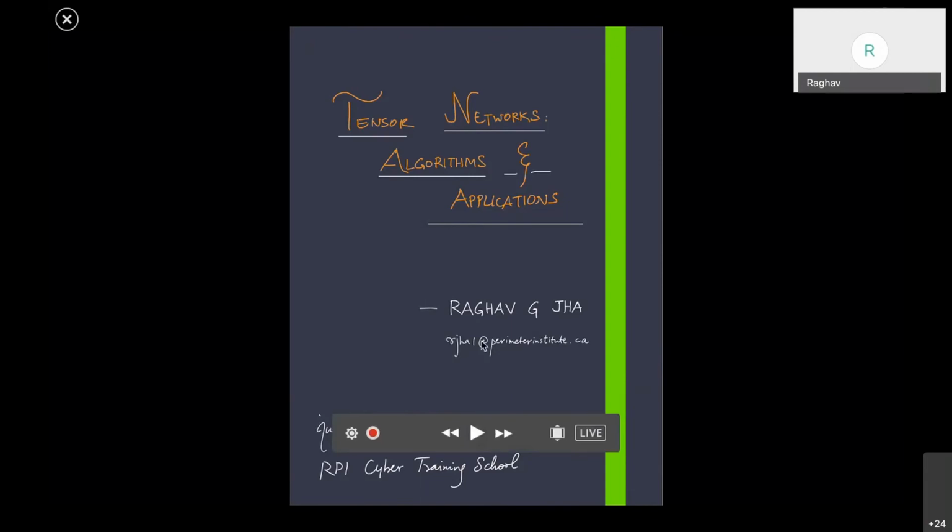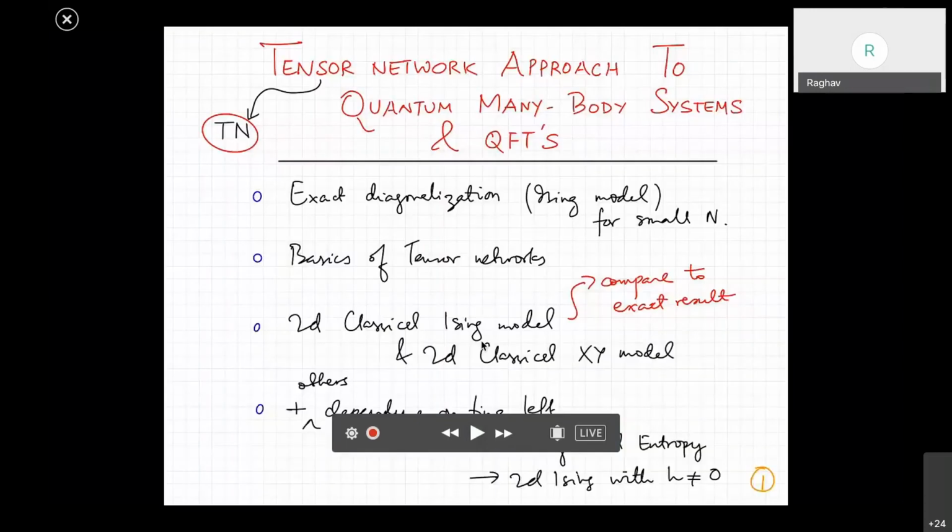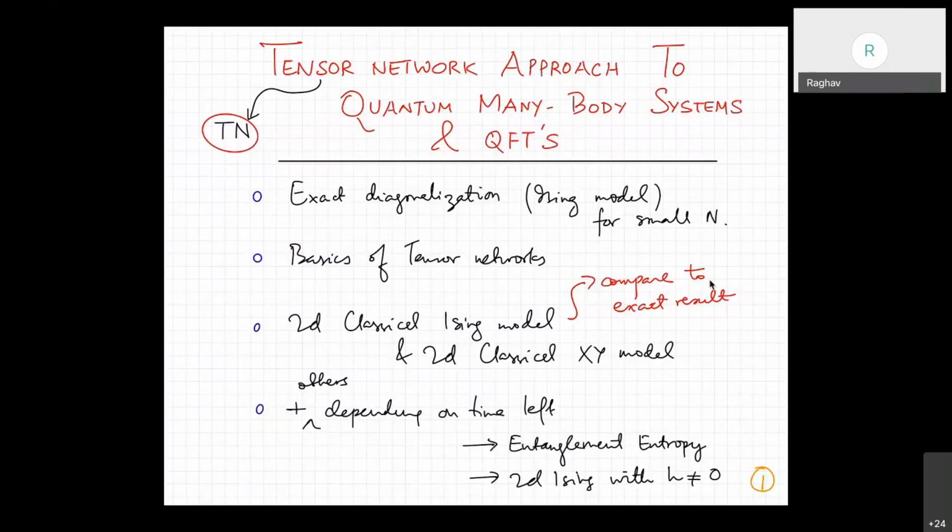What do I want to talk about? I'll start with the tensor network approach to many-body systems, and also QFTs if we get time at the end of the second lecture. We won't be able to reach QFTs in the first lecture, but probably by the end of the second lecture we'll have some time. So we'll start by looking at some methods of exactly diagonalizing the Hamiltonian, for example for the Ising model, for a small number of spins.